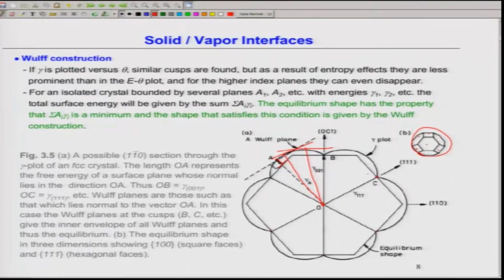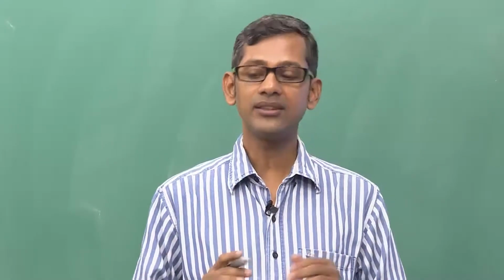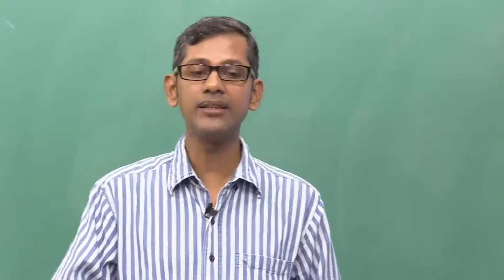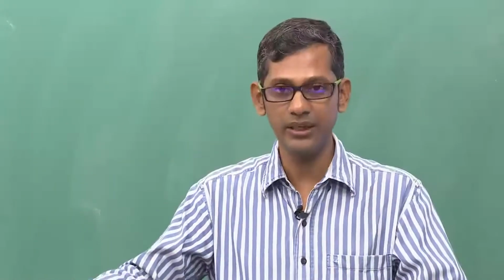There is a minimum point in the cusps, that must be the 111 plane. So, this distance is proportional to the 111 surface energy. If this is 110, this distance will be proportional to gamma 110. That is how we can calculate, you can actually get a ratio of the surface energies of each of these planes. So, let us stop it here. That is the way solid vapor interfaces are dealt with.